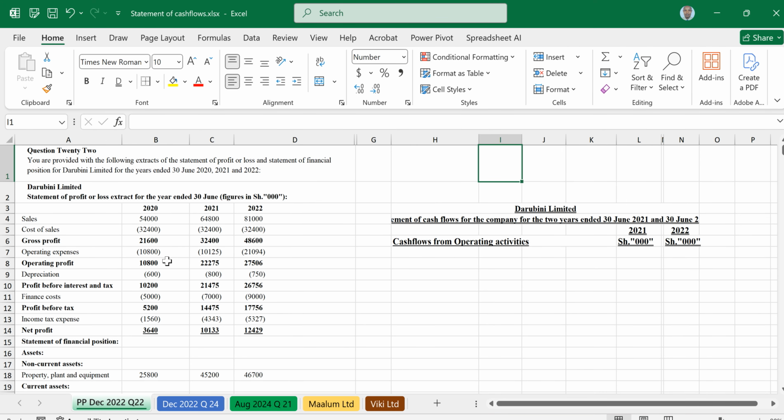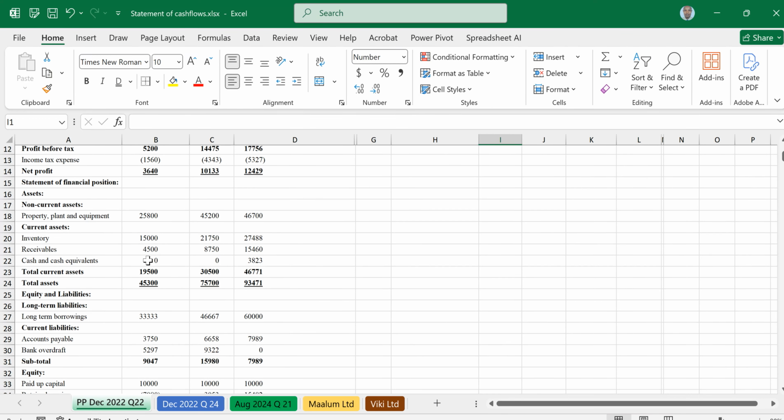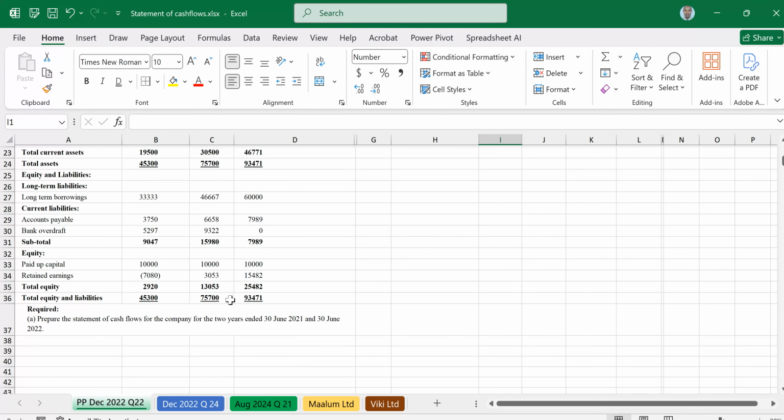The pilot paper of December 2022, question 22, the statement of cash flows. It reads: you are provided with the following extracts of the statement of profit or loss and the statement of financial position for Darubini Limited for the years ended 30th June 2020, 2021, and 2022. This is Darubini, the statement of profit or loss. Then we have the statement of financial position from non-current assets to the total equity and liabilities.